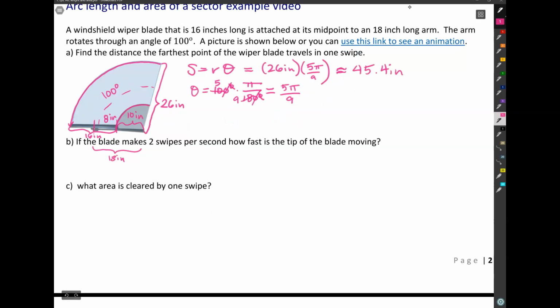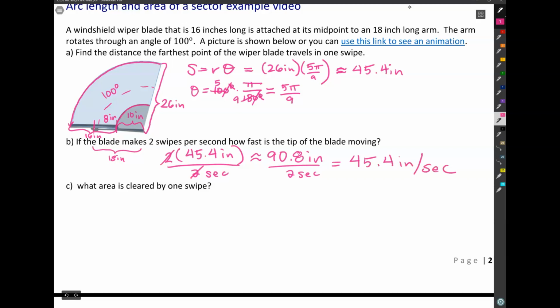So we can figure out how far it's moving. 2 swipes is going to be 2 times our 45.4 inches, so about 90.8 inches, and then it does that in 2 seconds. Oh, so actually I could have just done this, and it should get us right back to that 45.4 inches per second. Okay.